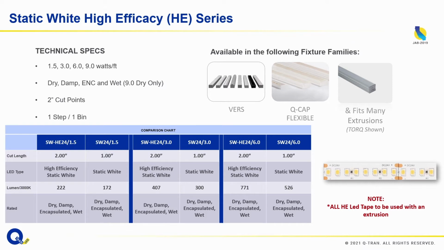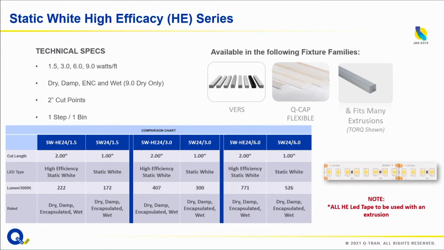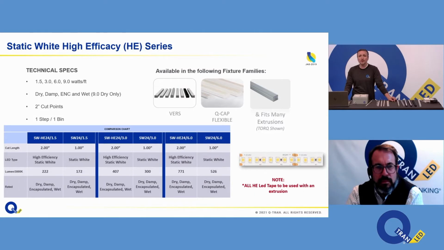Why is that, Matali? Because of the very high power, we can't have it in the damp, wet, and encapsulated versions, because of the way the board is designed for the heat. We want to keep the heat at a minimum, and we have to maintain the heat with these HE series. If you notice the note in red there, it's very important that if you're designing any of the HE models into any of your designs, you have to use an extrusion.